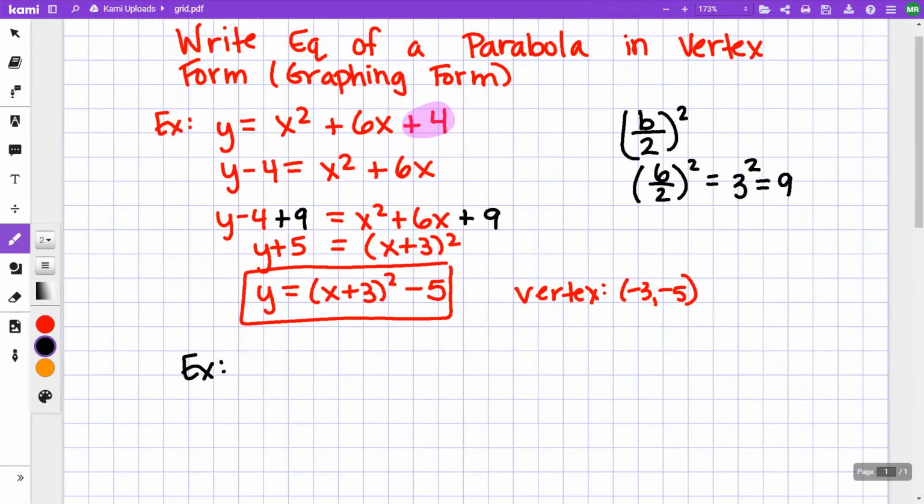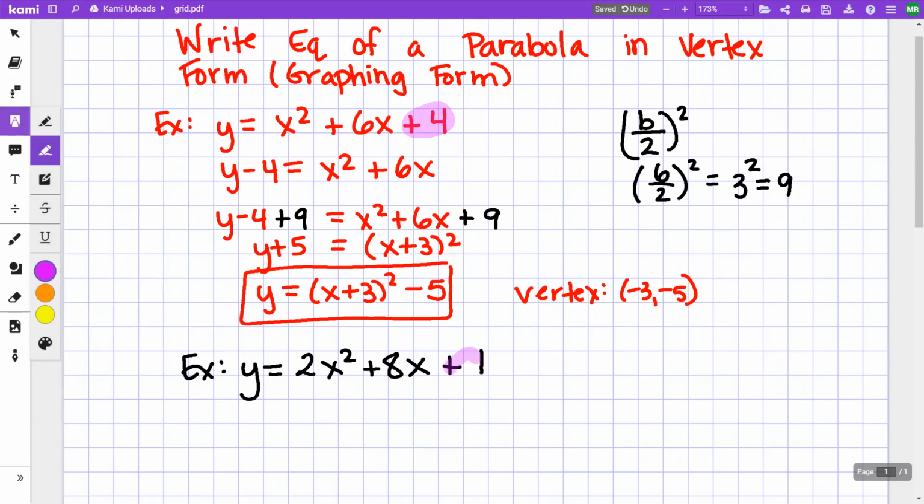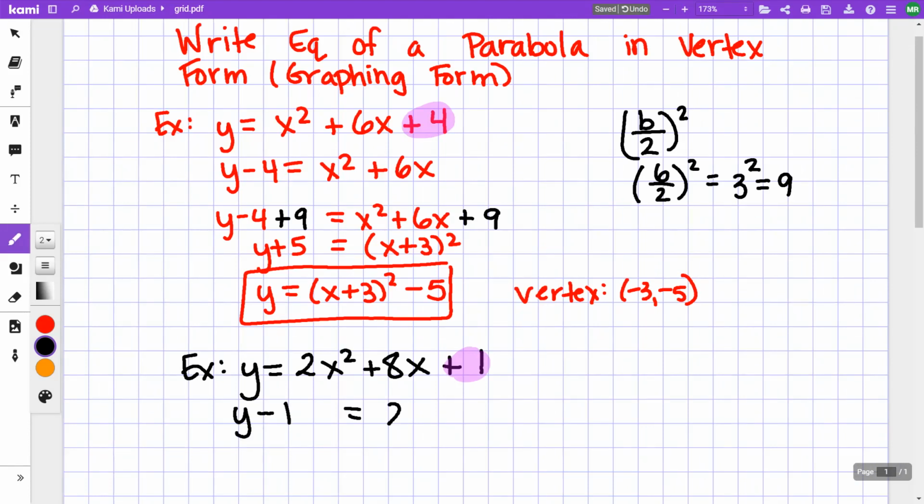Okay. So let's say we have y is equal to 2x squared plus 8x plus 1, something like this. Okay. So again, the very first step I'm going to do, that plus 1 is not helping me, so I'm going to take it to the other side. So I'm going to go y minus 1, I'm going to give myself some space, is equal to 2x squared plus 8x.